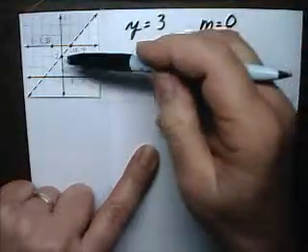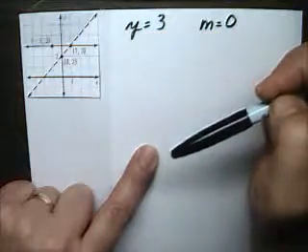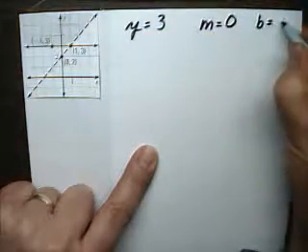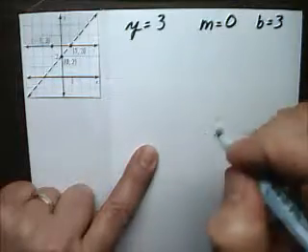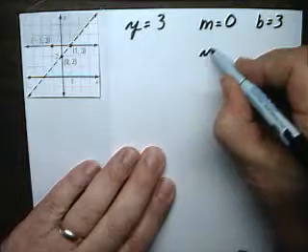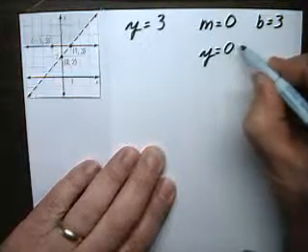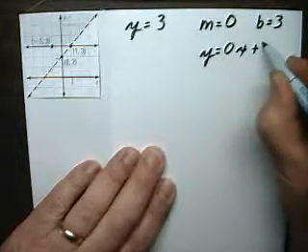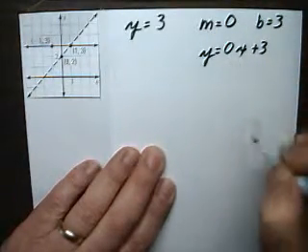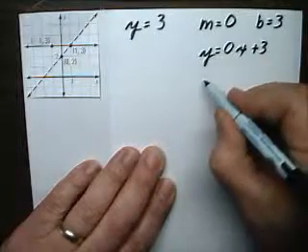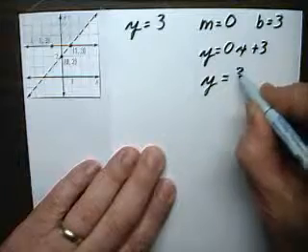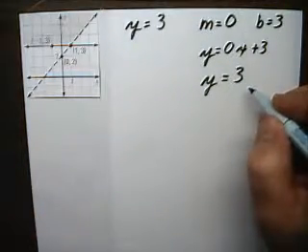Now let's look at the y-intercept. The y-intercept is 3, right there. So that means b is equal to 3. And if I use y equals mx plus b, that would mean y equals 0 times x plus 3. And 0 times x is just 0, and 0 plus 3 is just 3. So in that way you can figure out that the equation of that line is y equals 3.